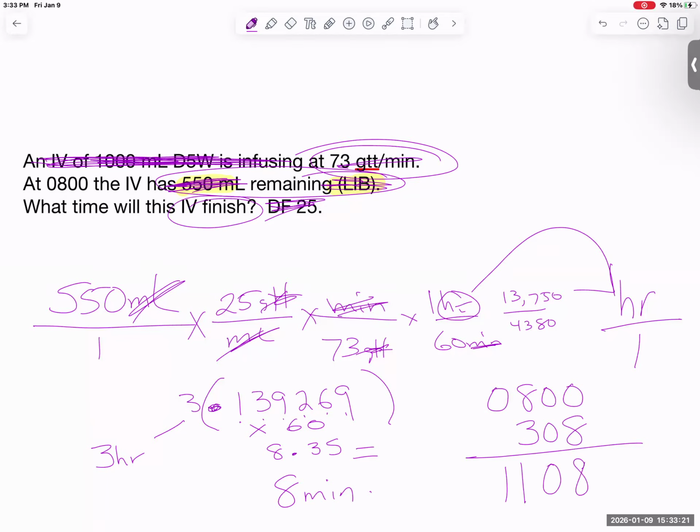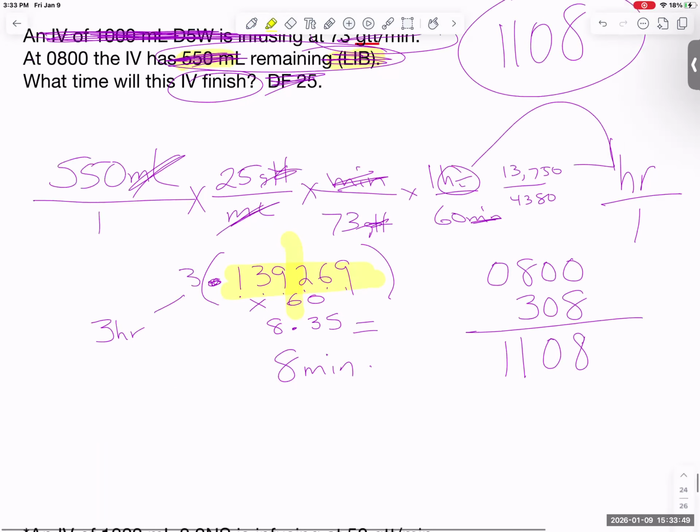11:08. Now, the reason I say make sure you keep all these digits, if you shorten it to make it easier math, you're going to get the answer wrong, guaranteed. Maybe not every time, but the majority of the time, if you shorten it, you are going to lose a few minutes and the answer's wrong. So please make sure you use as many numbers as you can fit on your calculator.